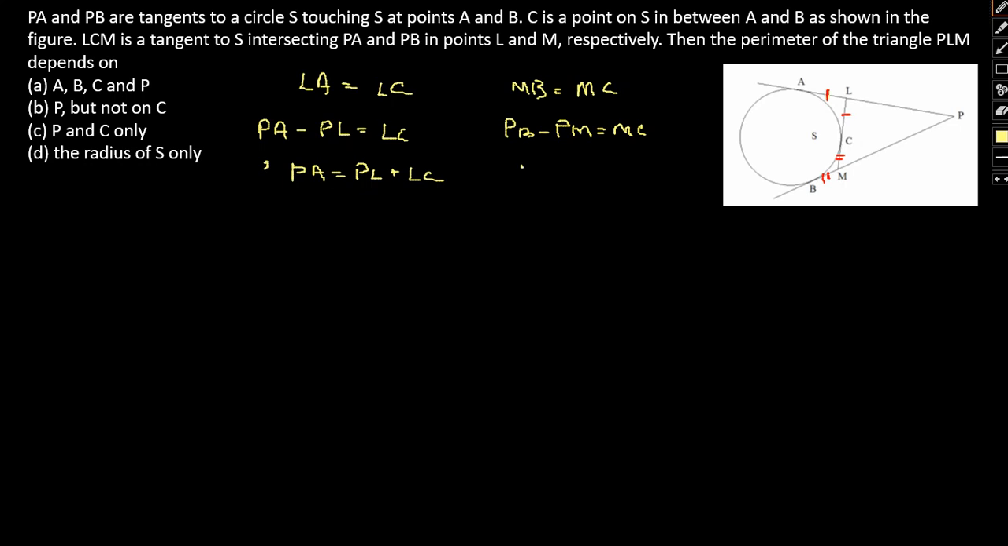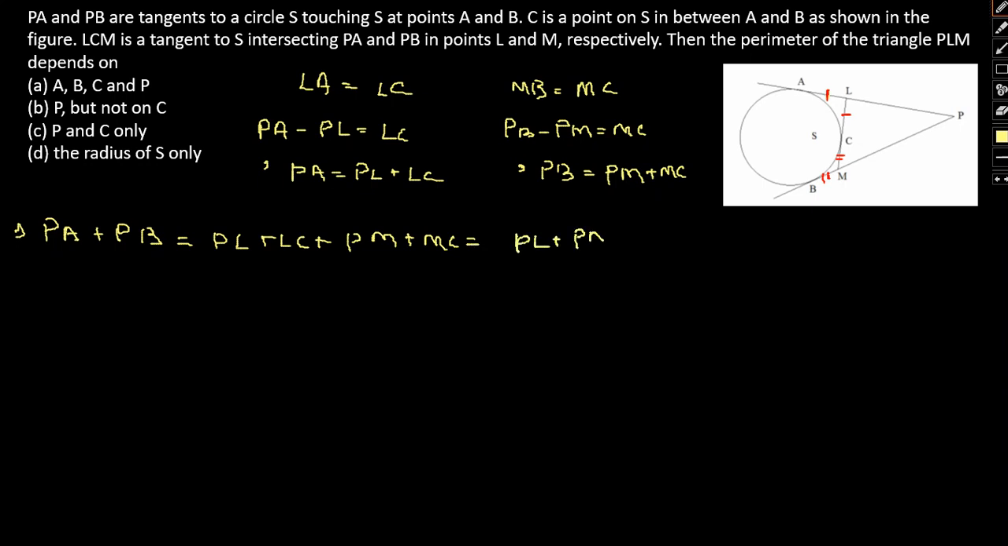So PB equal to PM plus MC. Now if we add both of these, PA plus PB, we have PL plus LC plus PM plus MC, equal to PL plus PM plus LM. So this entire thing will have some kind of value. So let's take this as a constant K.